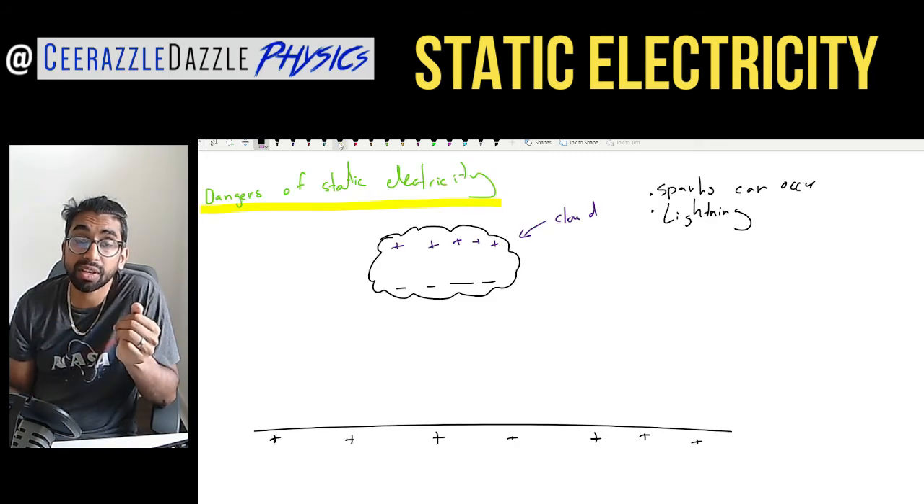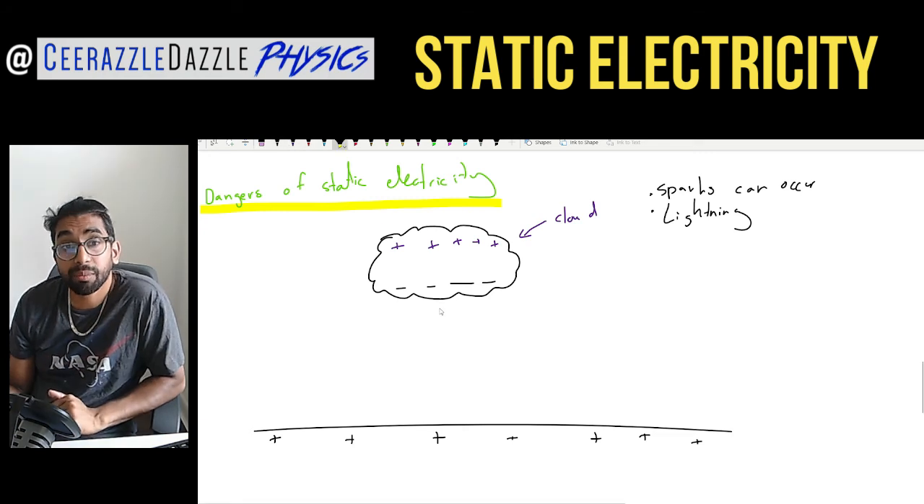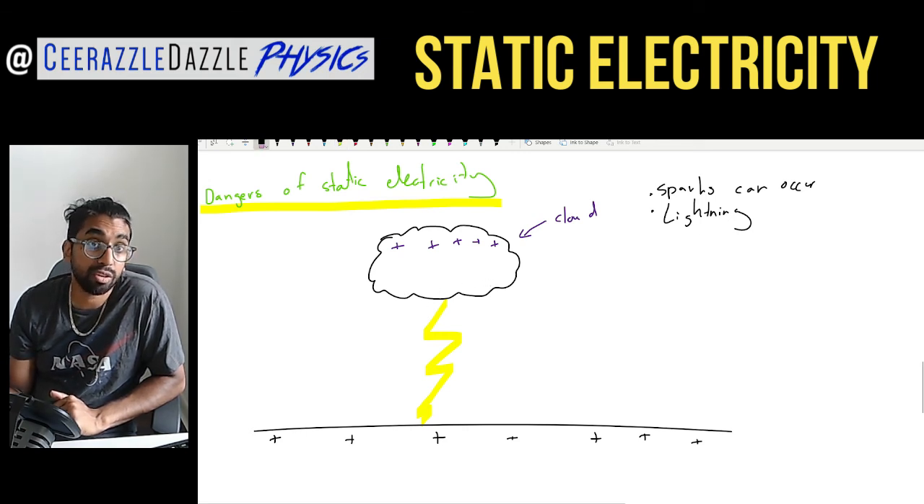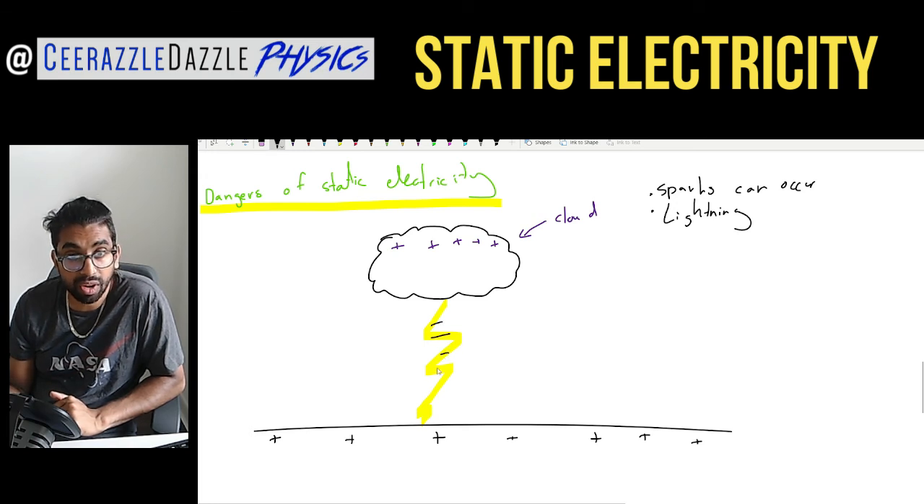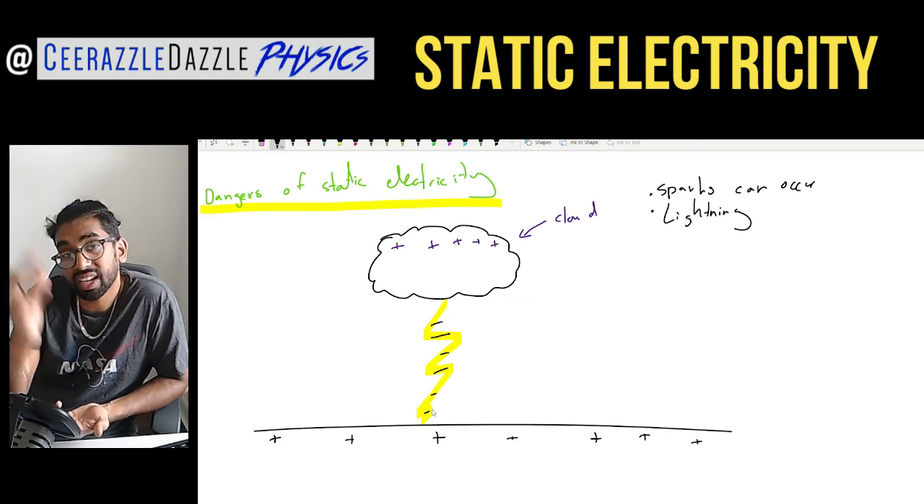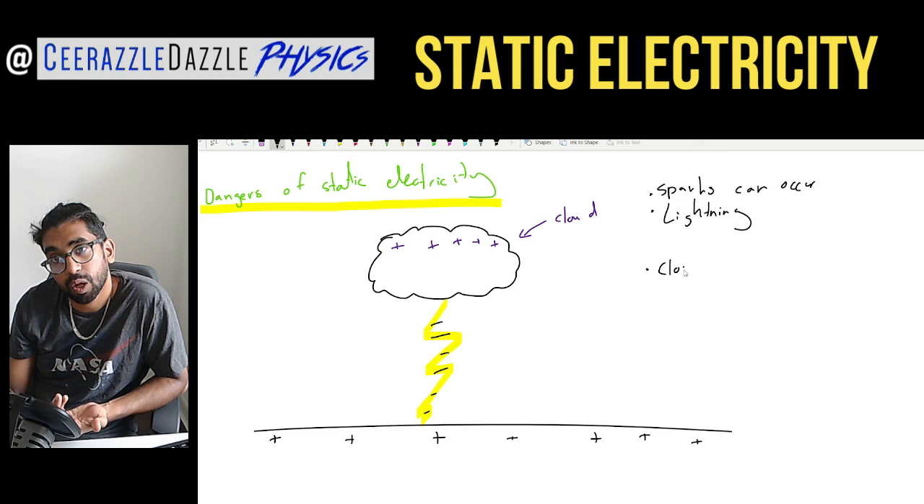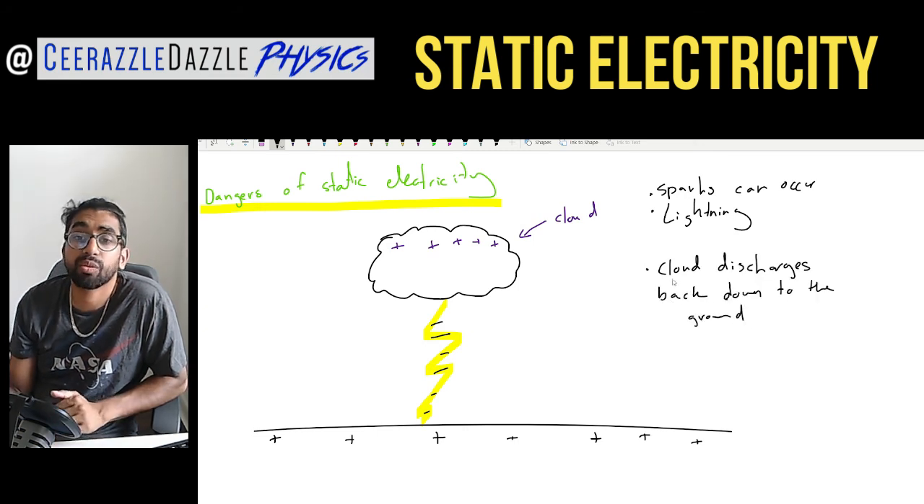Scrolling down, we then talked about the dangers of static electricity. We said that in a cloud, charges can build up. What will happen is the cloud will try and discharge itself back down to the ground. The negative charges are going to transfer all the way down to the ground, and that's the reason why you have a lightning strike. The cloud is trying to discharge itself. So the cloud discharges back down to the ground over here.